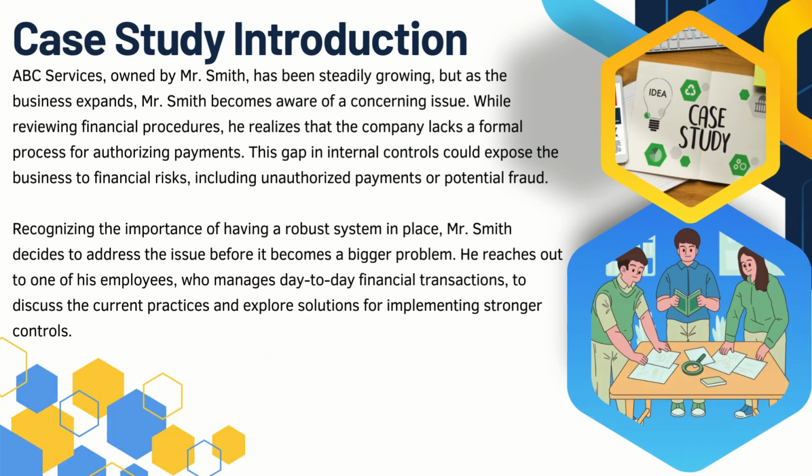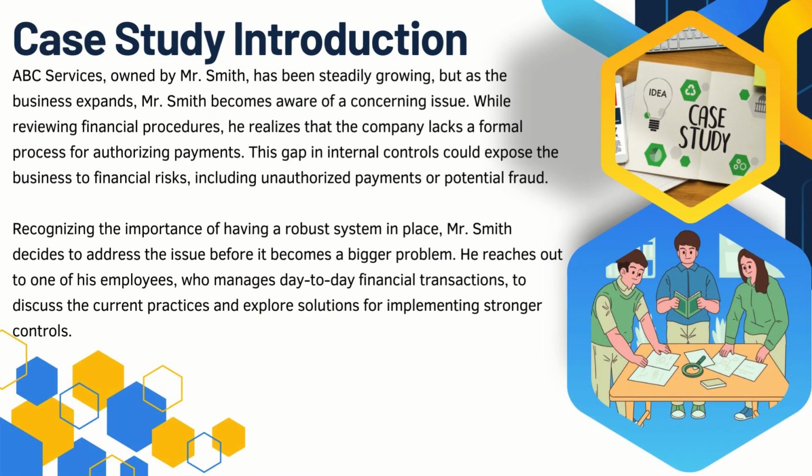Case Study Introduction. ABC Services, owned by Mr. Smith, has been steadily growing, but as the business expands, Mr. Smith becomes aware of a concerning issue. While reviewing financial procedures, he realizes that the company lacks a formal process for authorizing payments. This gap in internal controls could expose the business to financial risks, including unauthorized payments or potential fraud. Recognizing the importance of having a robust system in place, Mr. Smith decides to address the issue before it becomes a bigger problem.